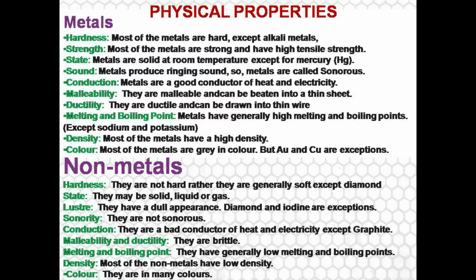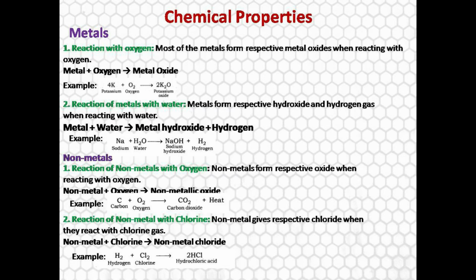Melting and boiling point: they generally have low melting and boiling points. Density: most of them have low density. And color: there are many colors, they are of different colors. Now here we go with chemical properties.